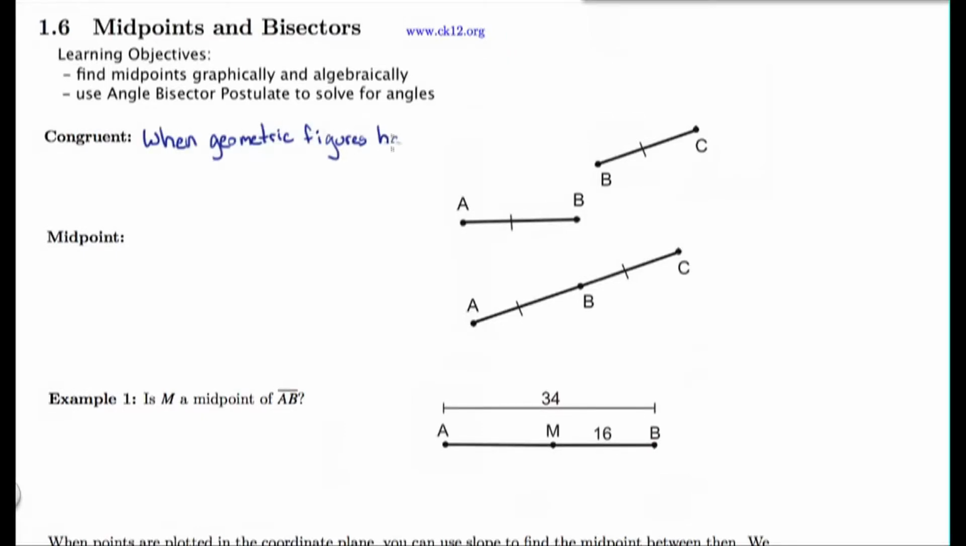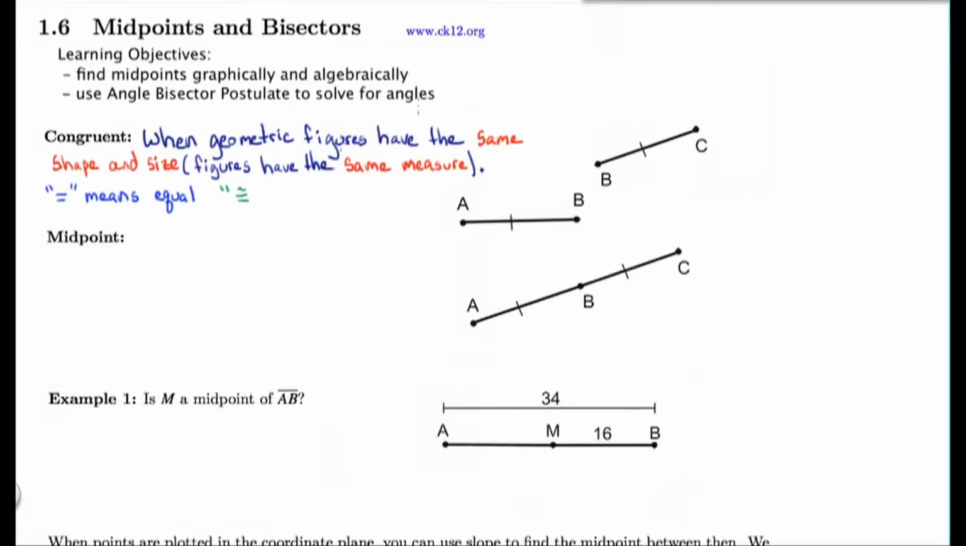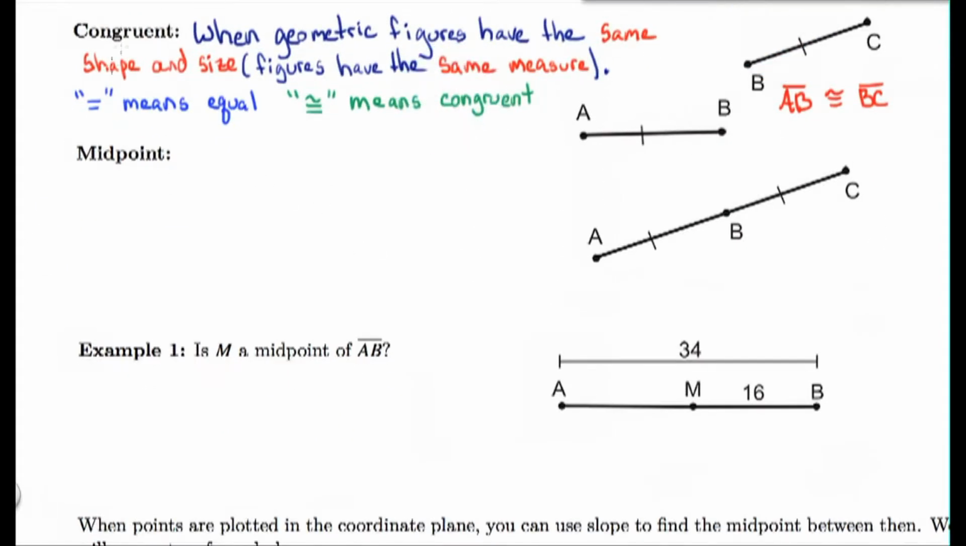When geometric figures have the same shape and size, figures have the same measure, they are considered congruent. So this is the equal sign, means equal. The congruent sign is an equal sign with a little squiggly on top. Segment AB is congruent to segment BC.